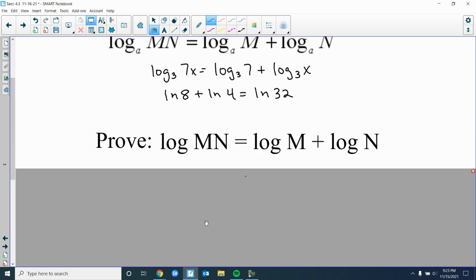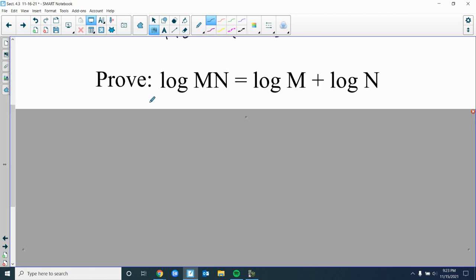This is one you will have to prove, and we're just going to prove it in base 10. That means log of m times n equals the log of m plus the log of n. This will be on your test, I'll tell you that now. So that is your proof. In a proof, this statement right here has to be the last statement of your proof, and you cannot use it anywhere within the proof.